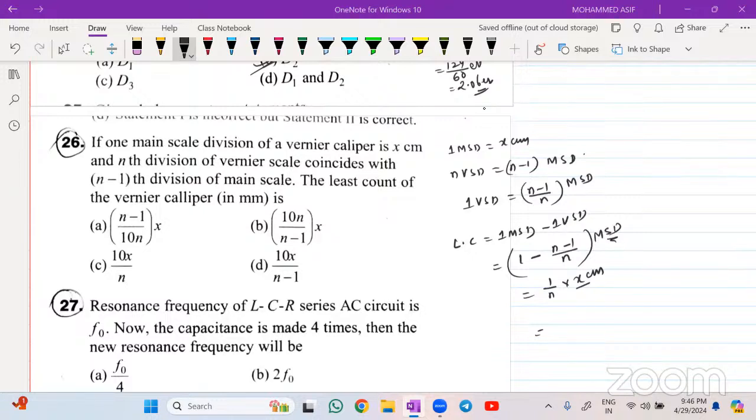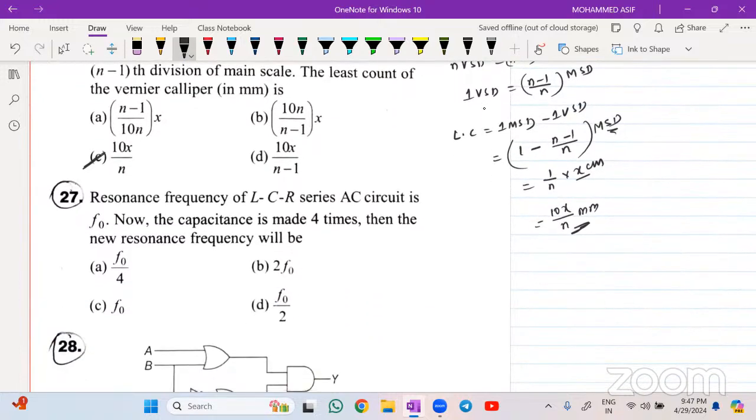So 1 by n into your x centimeters. See what is the answer for this one, beta? In the problem it is told that 1 main scale division of the vernier scale is x centimeter, and the nth division of the vernier scale is coinciding with the (n minus 1)th division. The least count of the vernier caliper in mm will be equal to how much? That is in centimeters. Convert that into mm, and this value will become 10 into x divided by n mm. Okay, so that value will be C. Direct question. Okay?